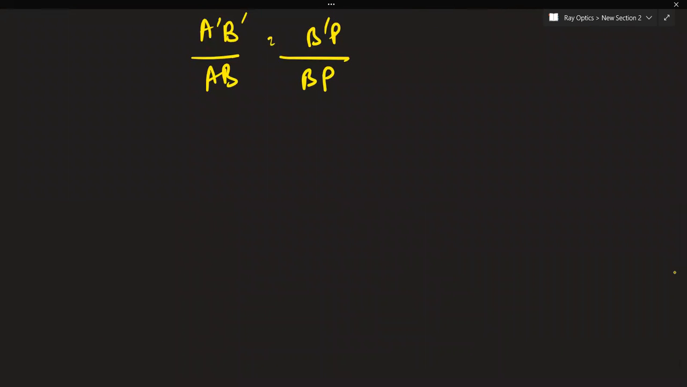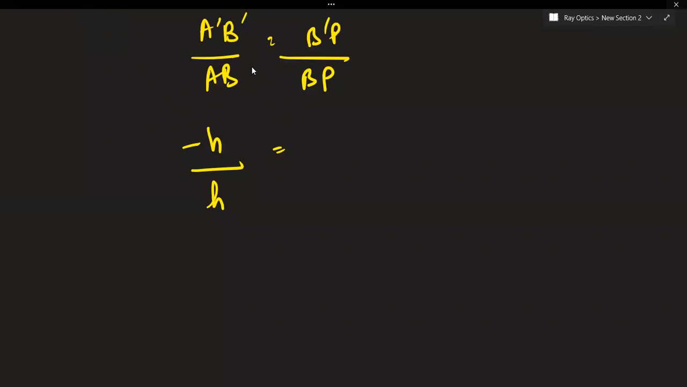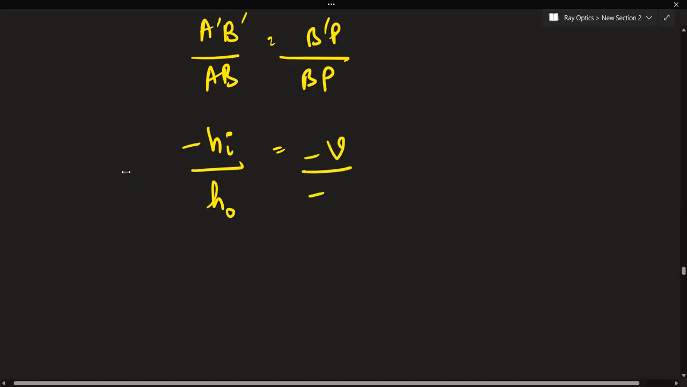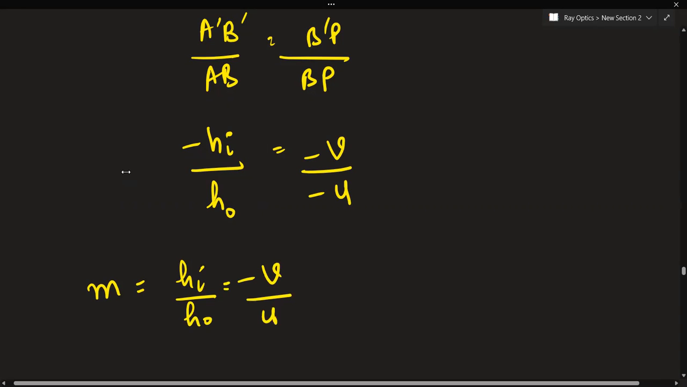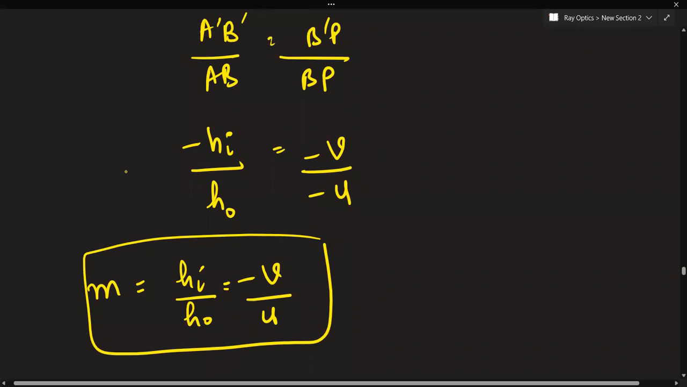A dash B dash was what? Height of image, minus H2. AB was height of object. Instead of writing it as 2 and 1, I'll write it as I or O, so that it will become easier when you remember it. So this is height of image by height of object. B dash P was minus V and this was minus U. See, the minus sign gets cancelled. Magnification is equal to height of image by height of object, which is equal to minus V by U. For a mirror, this is the formula that we get.